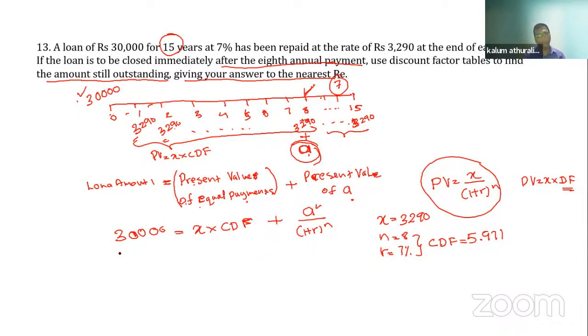Right. Then 30,000 equals X, which is 3,290, times 5.971, plus A over 1 plus R, where R equals 0.07, so 1.07 to the power 8. Now you can multiply these two and go to the left hand side: 30,000 subtract this.